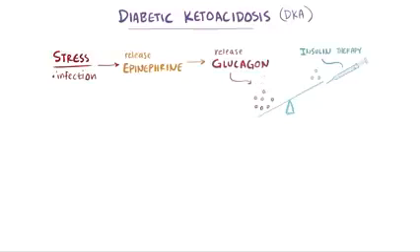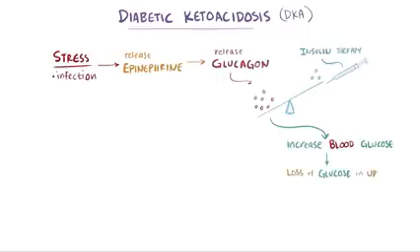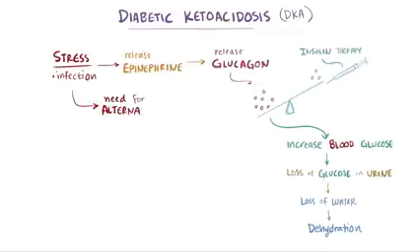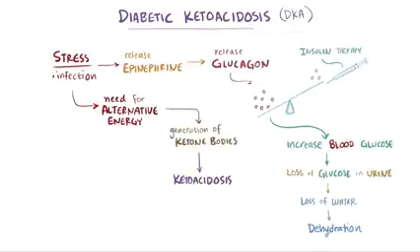Too much glucagon can tip the delicate hormonal balance of glucagon and insulin in favor of elevating blood sugars and can lead to a cascade of events we just described: increased glucose in the blood, loss of glucose in the urine, loss of water, dehydration, and in parallel, a need for alternative energy, generation of ketone bodies, and ketoacidosis.